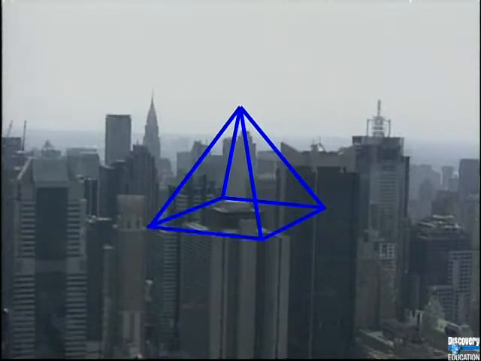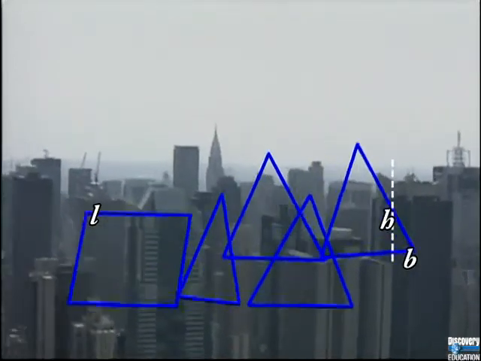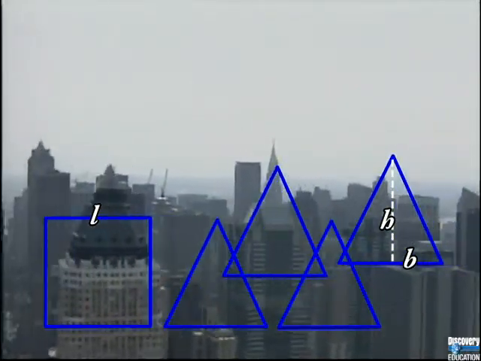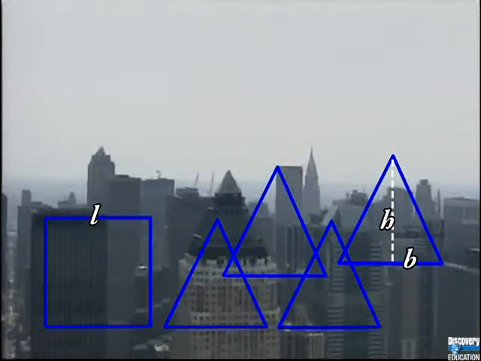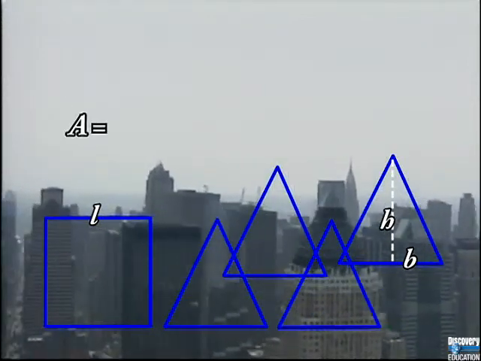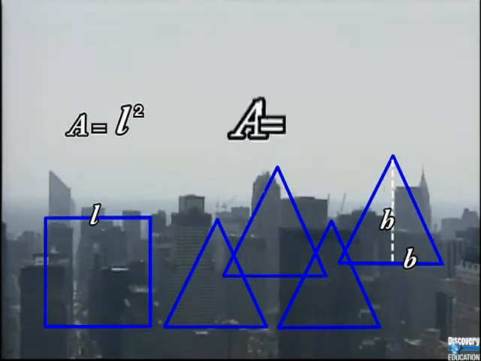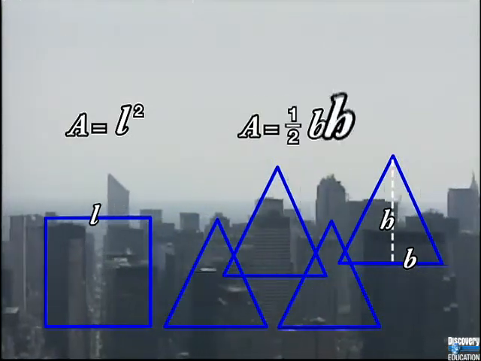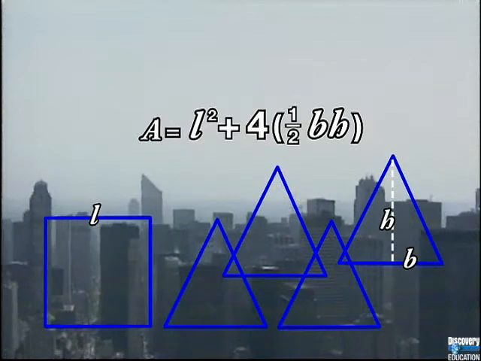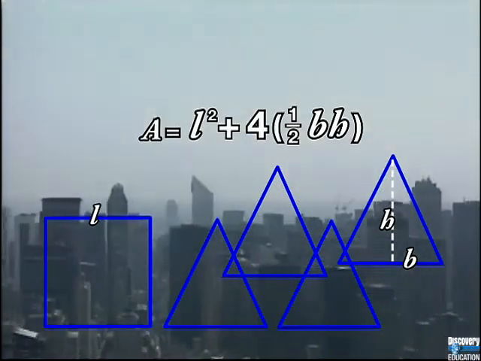The surface area of a pyramid is the area of the base plus the areas of all the sides. So for a pyramid with a square base, figure out the area of the square, length squared, and add it to the areas of the triangles. Each one is half the base times the height along the face, multiplied by 4, the number of sides.